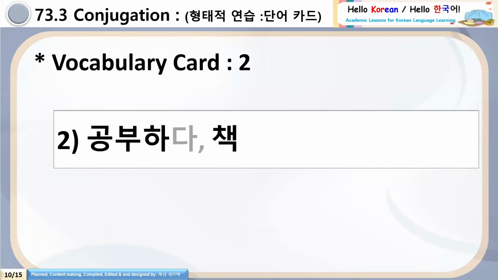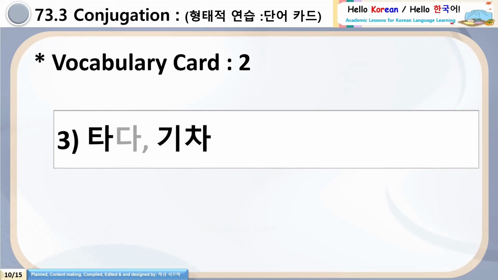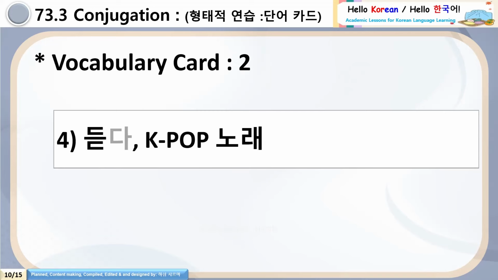Can you do number 2? Khumbu hada check. Ne, khumbu hal check. Book I will read. Number 3, thada kicha. Thal kicha. Number 4, please do it on your own.